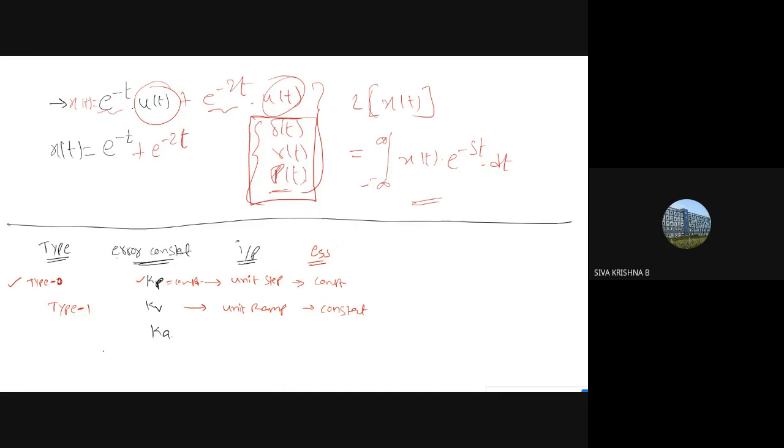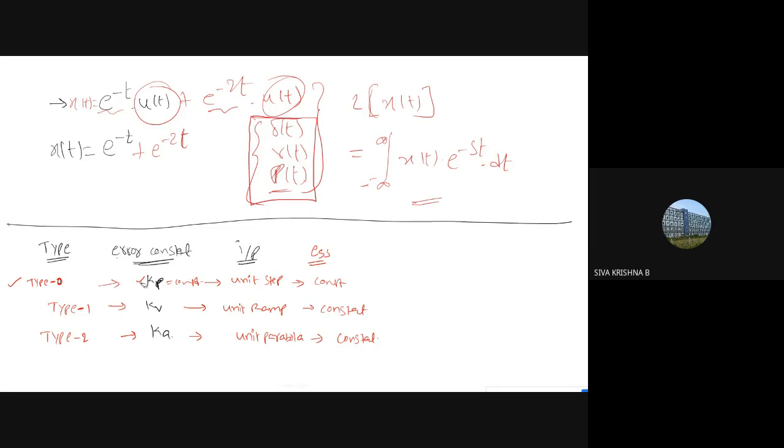Similarly, what is Ka, acceleration constant? What is the type of this acceleration constant? Type 2. That means for type 2 system, you will get acceleration constant, and ESS is constant. Which type of input do you have to apply? Unit parabola. So if you apply unit parabola on type 2 system, you will get the constant ESS value. So remember these three things.